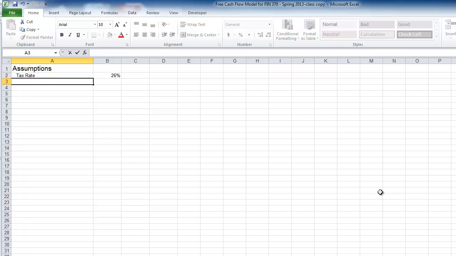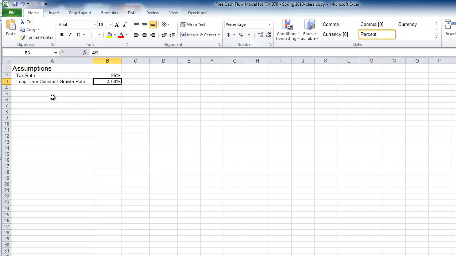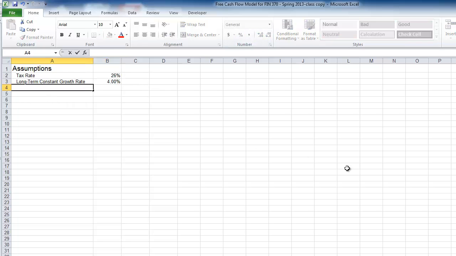My long-term constant growth rate, we're going to start with a long-term constant growth rate of 4%. And we'll mess around with this later on. A weighted average cost of capital, we're going to start off at 9.5%. And again, we're going to adjust that later on, so you can see a method of adjusting for it that we can use to reevaluate and revalue our firm.